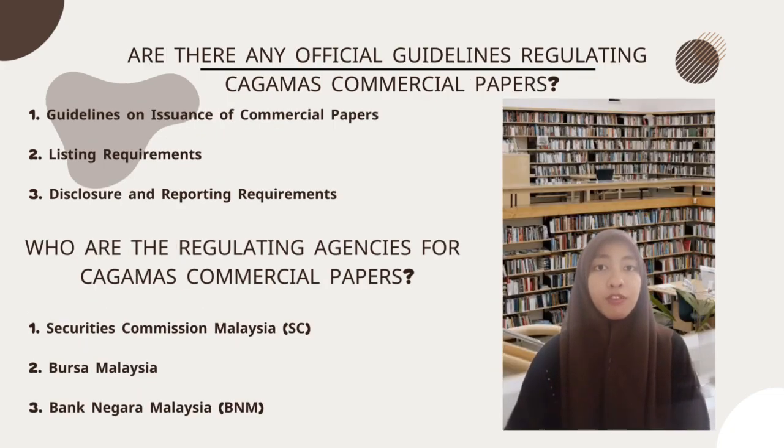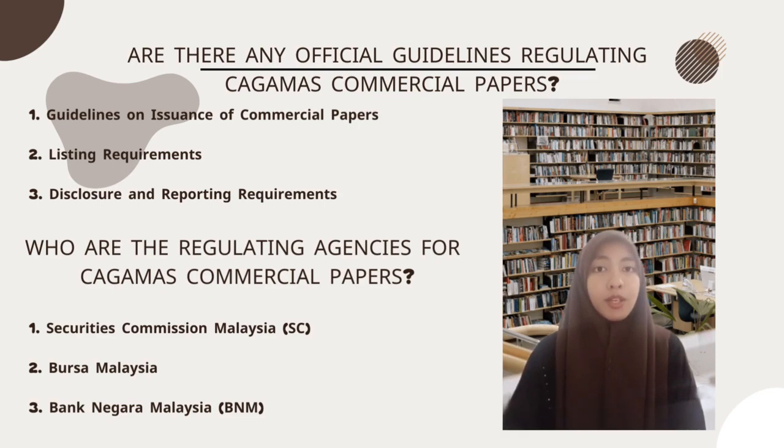Are there any official guidelines regulating this instrument? There is. First is guidelines on issuance of commercial papers. The Securities Commission provides guidelines that specify the requirements and procedures for the issuance of commercial papers. These guidelines outline the necessary documentation, disclosure requirements, and other relevant information to ensure transparency and investor protection.